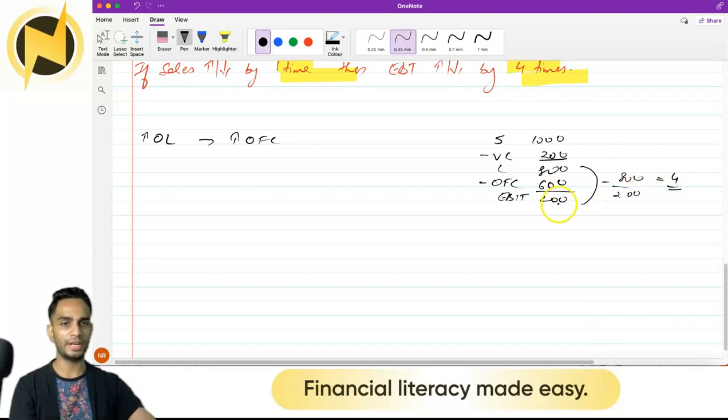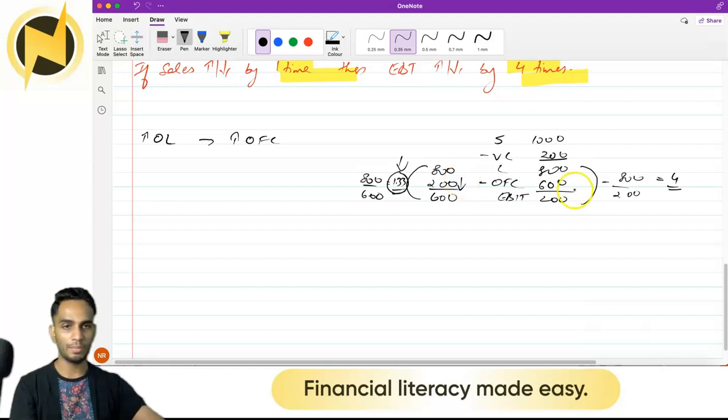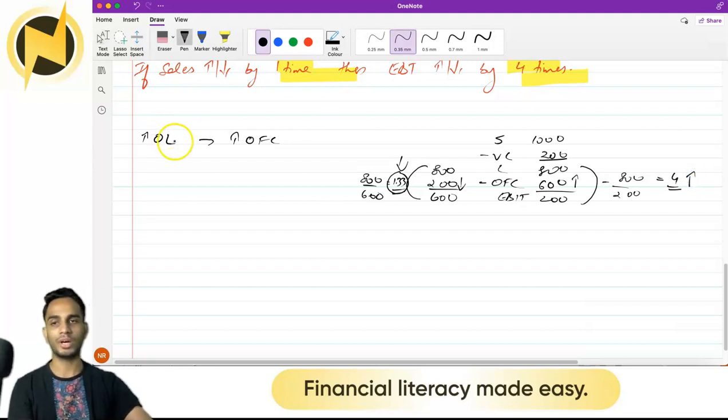Correct. Now, instead of 800, 600 and 200, let me give you another example. Contribution is 800. My operating fixed cost is just 200. And my EBIT becomes 600 then. 800 minus 200, 600. Here, what will be my operating leverage? It'll be 800 by 600. That is 1.33. So, my operating leverage went down here. That is because my fixed cost went down. But when my fixed cost was very high at 600, my operating leverage was high at 4. So, high operating leverage means high operating fixed cost. And just like that, high financial leverage means high non-operating fixed cost.